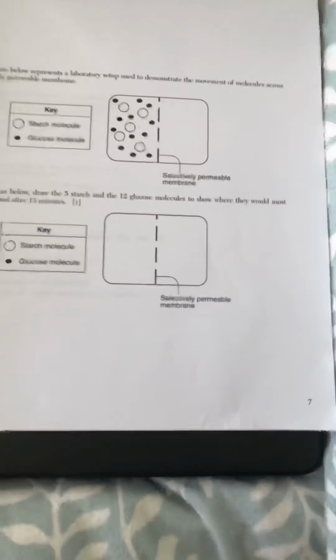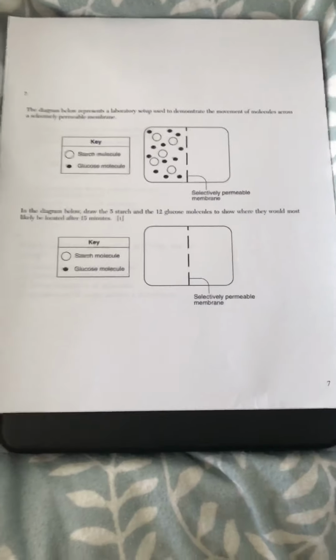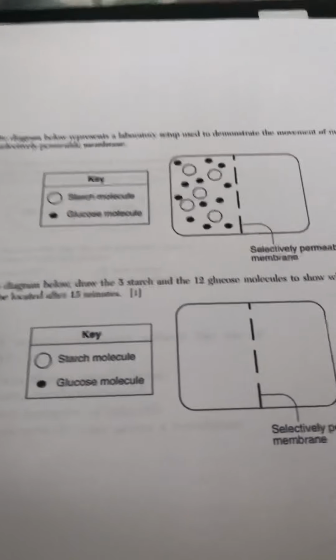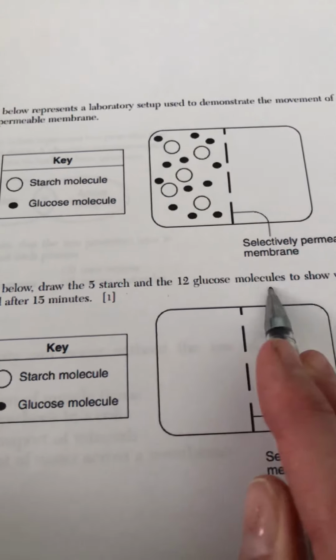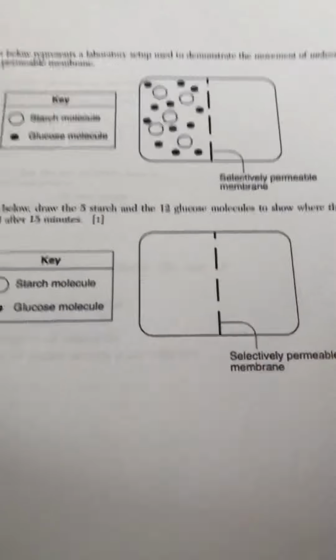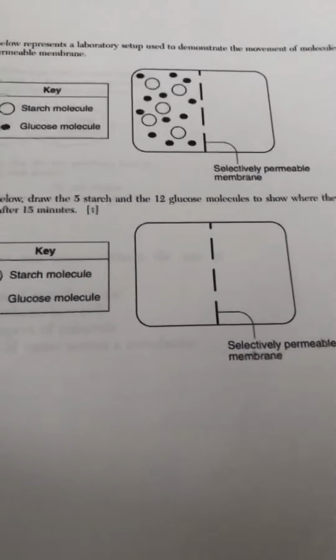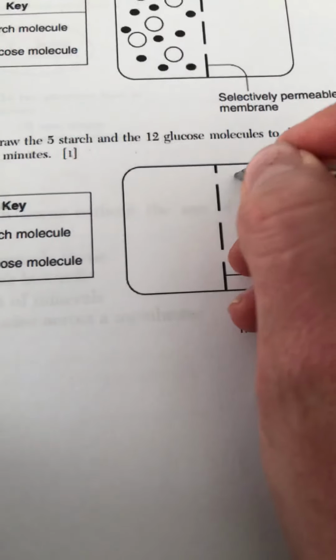Number 7, these are some Regents style questions. These are things that you may see on your Regents exam that you're going to be taking next year. You may have also seen this when we were doing our egg cell. Looking at this, in the diagram below, draw 5 starch and 12 glucose molecules to show where they would be located after 15 minutes. So if you remember from the egg cell, only the small stuff crosses the membranes. So the small is going to be your glucoses.